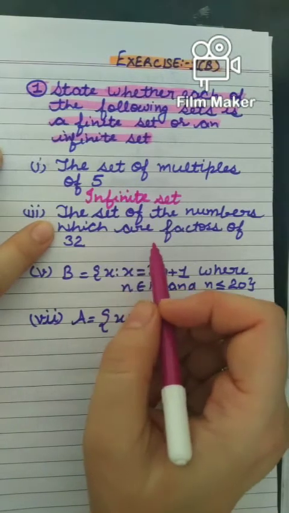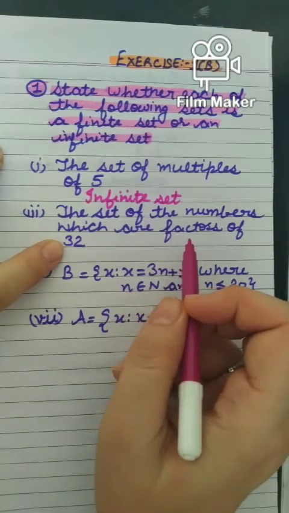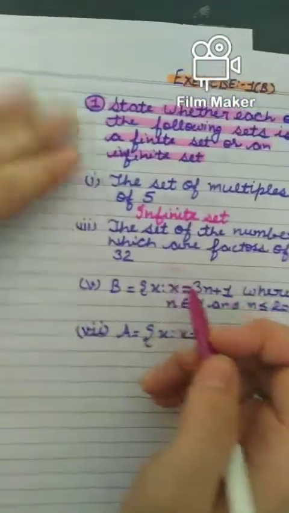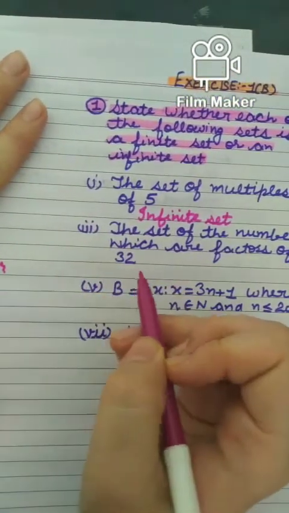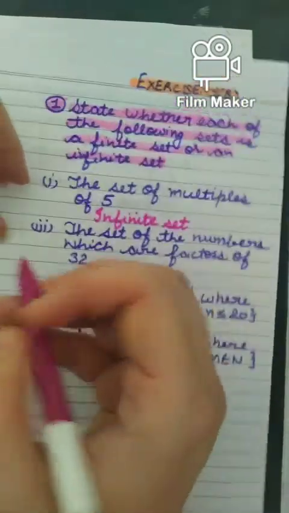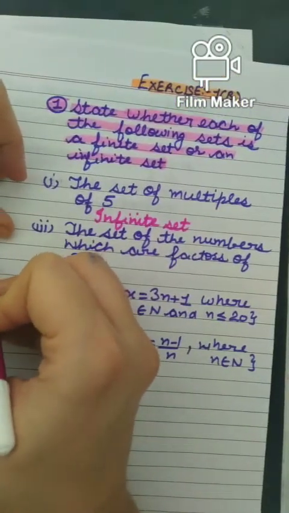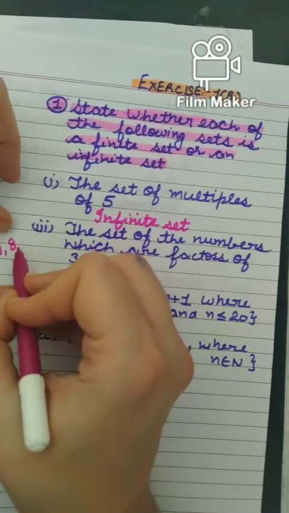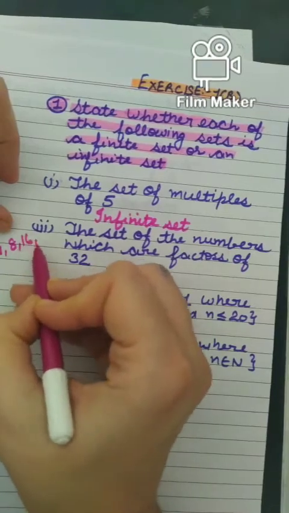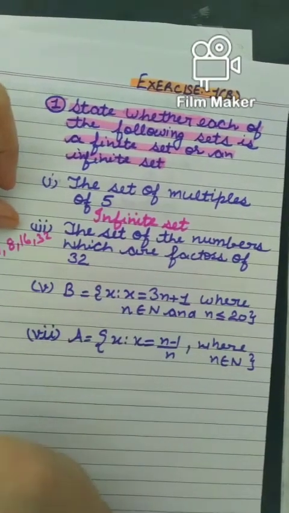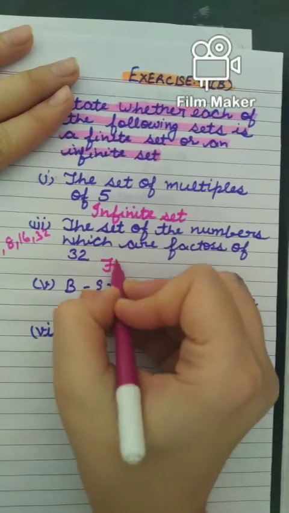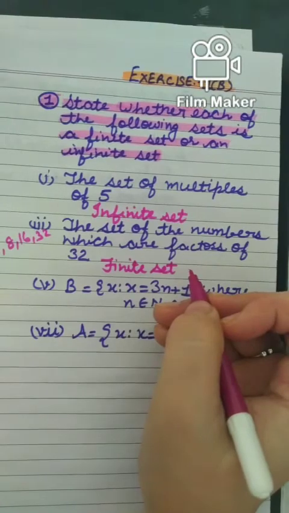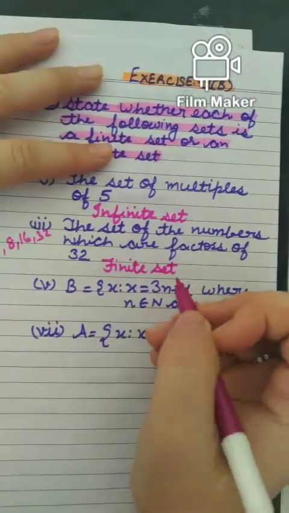Next, the set of numbers which are factors of 32. We know factors of 32 means the numbers which will divide 32 exactly. So you can write the factors: 1, it is going on the table of 1 also, going on 2 also, going on 4 also, right? Going on 8 also. So likewise 16, 32. So these all are factors of 32, right? So it is a finite set. Clear? Where you can count the elements, that is finite, otherwise infinite.